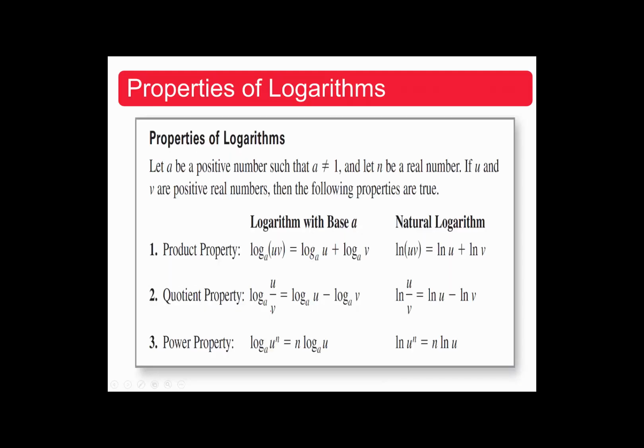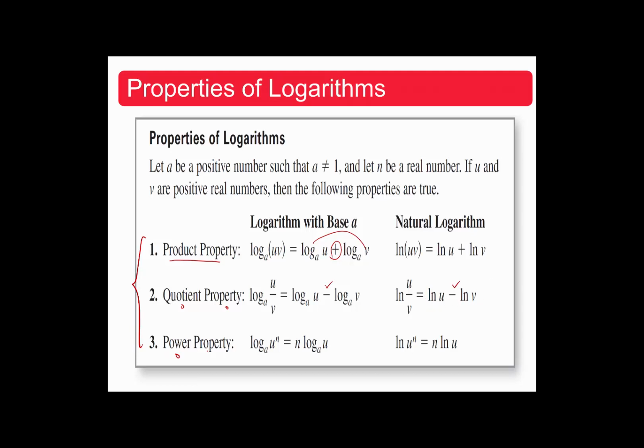So we have the following three properties. The first one is called the product property. You have a product of u and v, you split it up into logarithms of the two expressions, and then you sum them. Ln of uv, same thing, ln u plus ln v. The quotient property: log_a of u over v becomes a difference, a subtraction in between, so log_a u minus log_a v. Ln of u over v is ln u minus ln v.